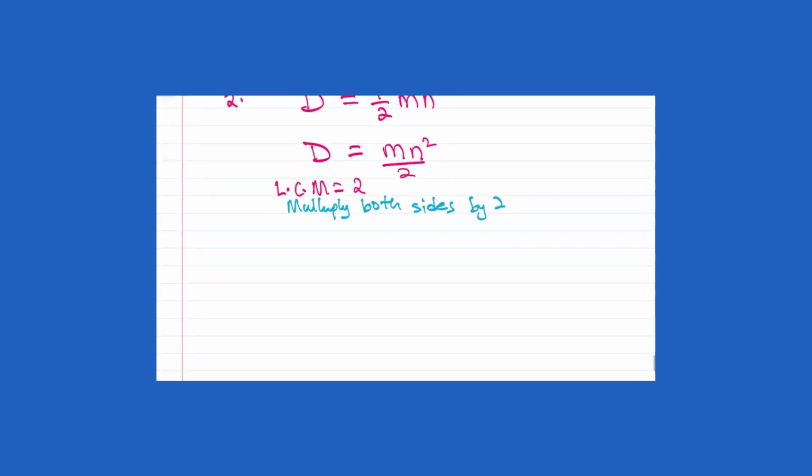And what do we do now? We're going to have 2 times d again, and then 2 times m n squared over 2. Remember what you did earlier? 1 over 2, this will cancel out, 1, 1 equals 1. Or we can say 2 over 2 equals 1. So we have 2d is equal to m n squared. Now remember, in this instance, we are working with making n squared the subject of the formula.